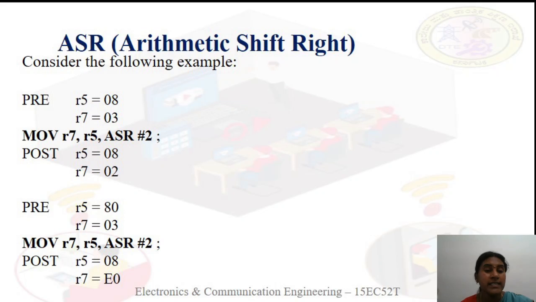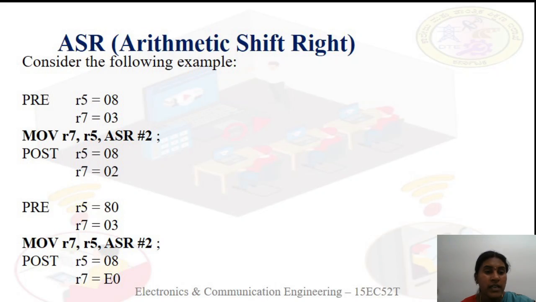Okay. In the next example, you consider this one. R5 is equal to 80. 80 means 1000 0000. The sign bit is 1. What do you mean by that? The sign bit is 1 means the given number is negative. Given number is negative means you have to shift it right by moving the sign bit to the right. It means the vacated places are all filled by 1 only.